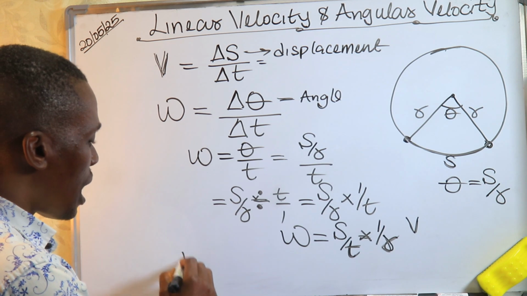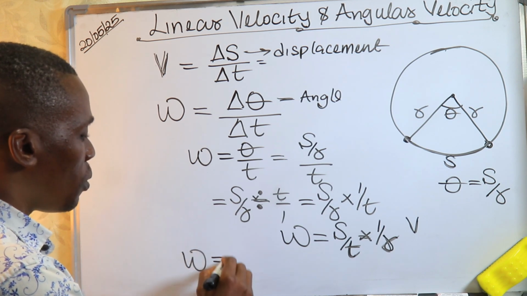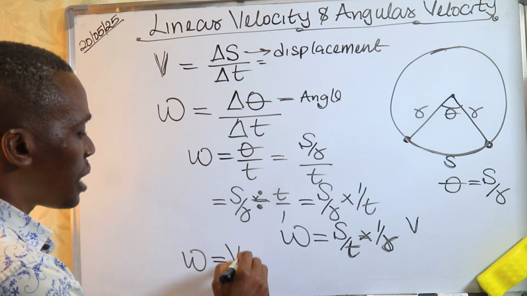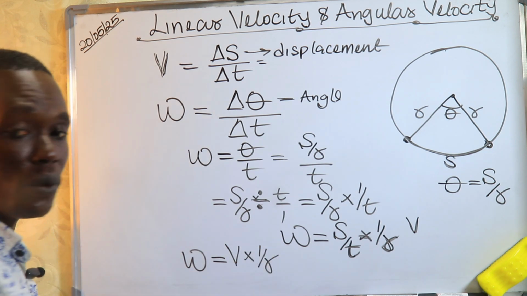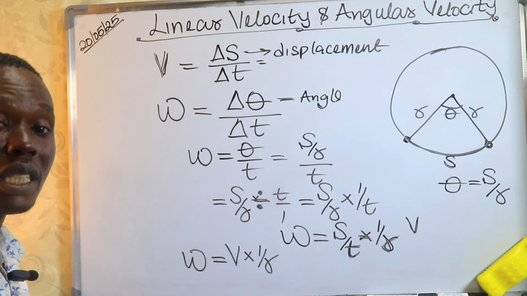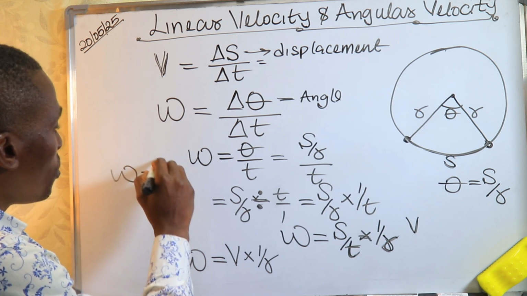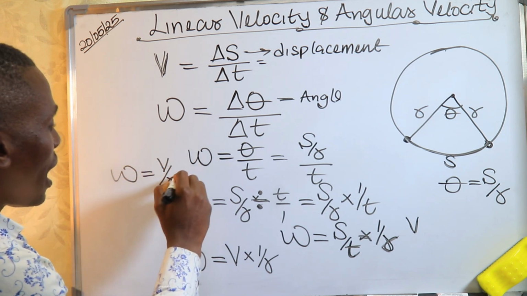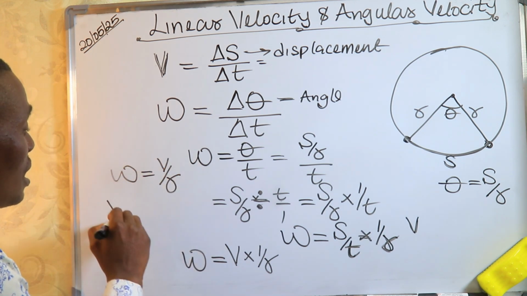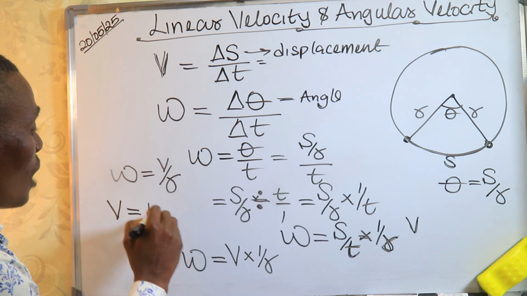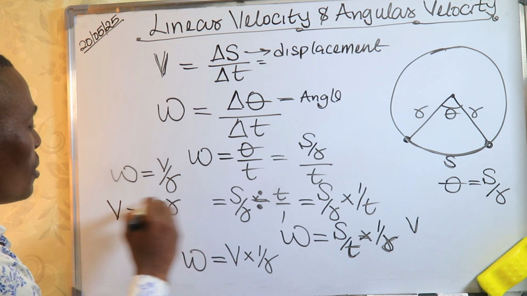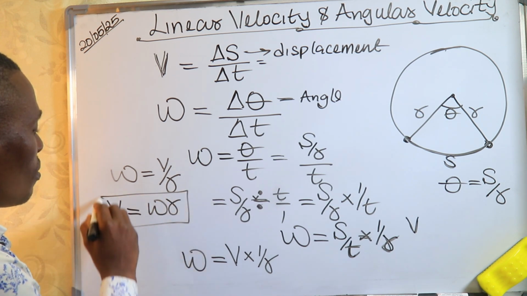So that means angular velocity now equals linear velocity times 1 over r. So angular velocity equals linear velocity divided by r. So that means linear velocity equals angular velocity times the radius. And what is the formula?